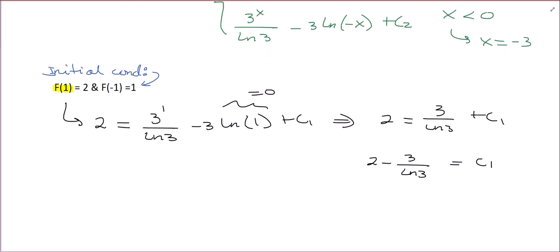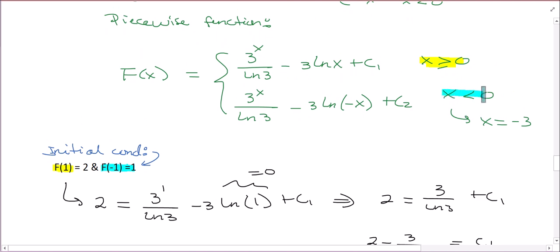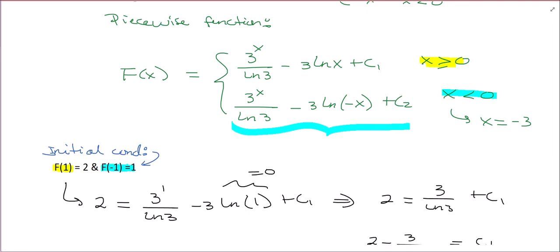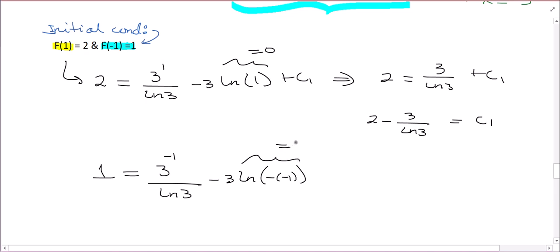And now we can use the other one. When x is negative 1, the function value is 1. So when x is negative 1, negative 1 is less than 0, so we're going to be using this function for the second part. And so we can say then that f of negative 1 is equal to 1 is 3 to the negative 1 over natural log of 3 minus 3 ln of negative negative 1, which becomes positive 1, and natural log of 1 is still 0, plus c2.